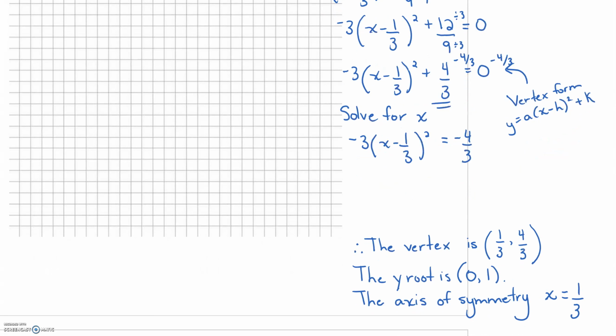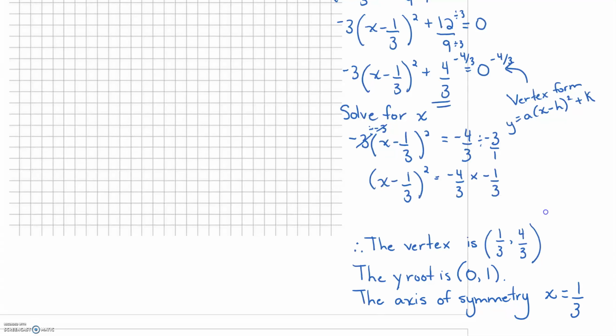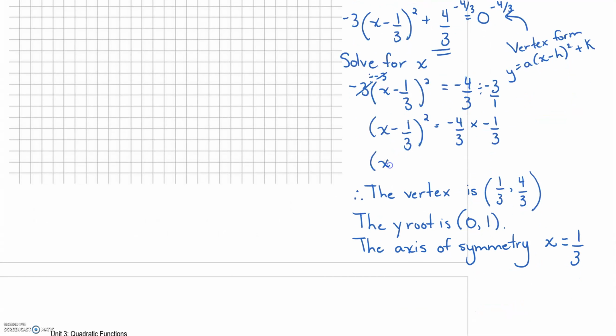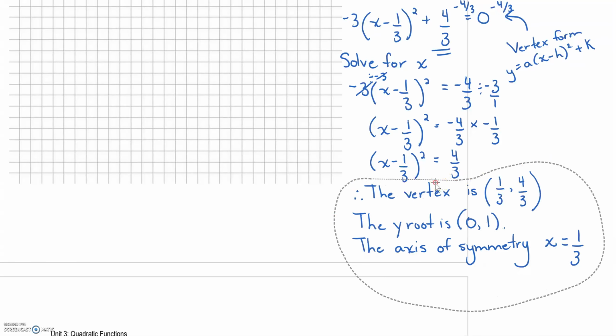The next thing you want to do is cancel out the multiplication by negative 3, which means I'm going to divide both sides by negative 3. That's going to cancel that out, but it's not going to cancel it out on the right side. Remember again, when we divide fractions, we actually multiply by the reciprocal. Keep the negative at the top. So this becomes x minus 1 over 3 squared equals positive 3 over 4. At this point here, we need to get rid of the square.